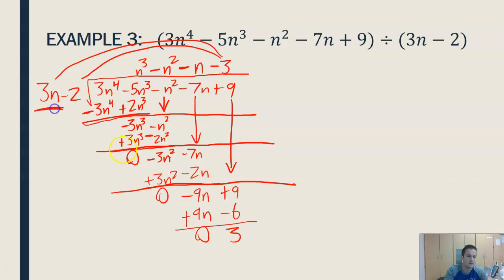What times 3n is equal to 3? Nothing. Nothing times 3n is going to be 3 because there's no variable here. So I know that I'm finished. I'm all the way done.